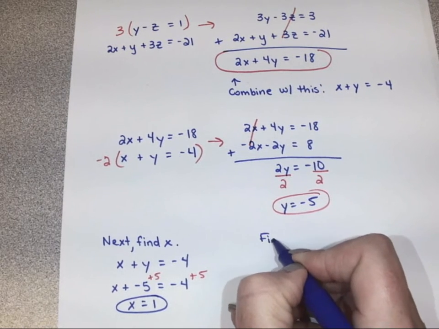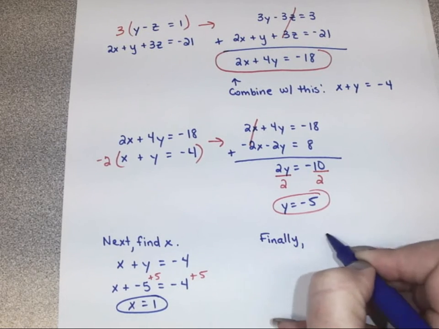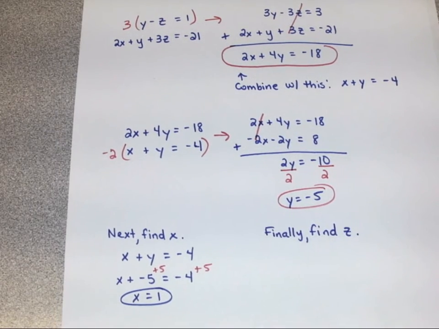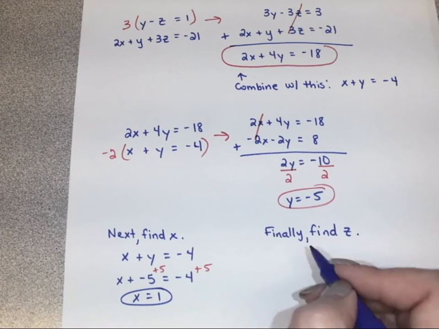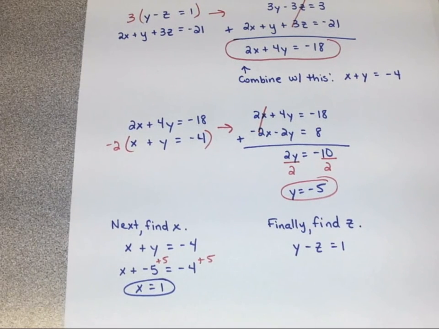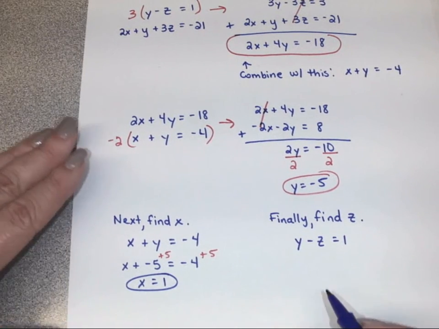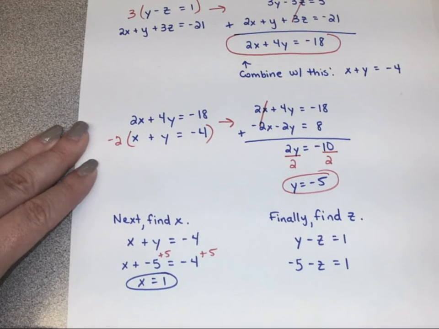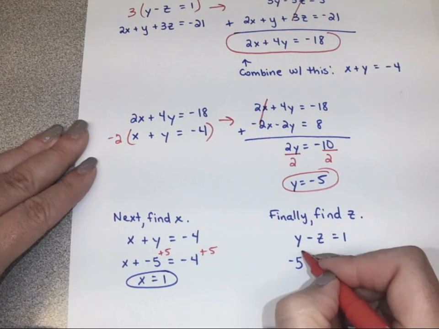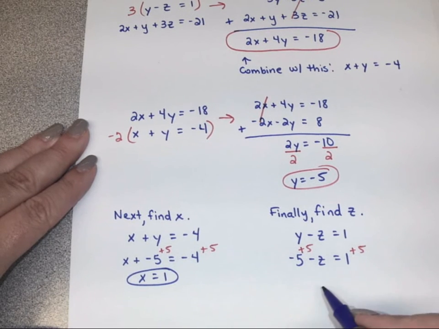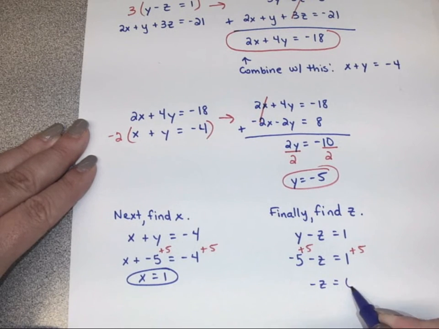And then last but not least, now I just need to find my final one, which is z. So I can use the last equation, or I can just use the second equation, and that's what I'm going to go with, because it's shorter, it's nicer, and we want to make it easy on ourselves if we can. So you get -5 minus z equals 1. So just be careful about the sign details. You would add 5 to both sides, and that's going to give you -z is 6.